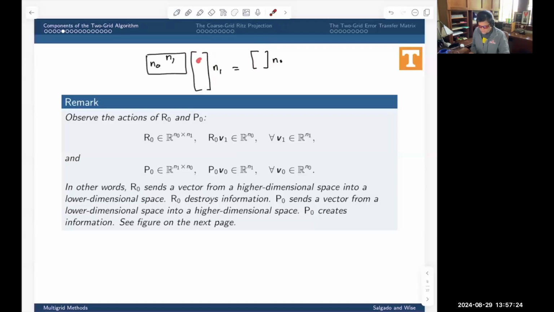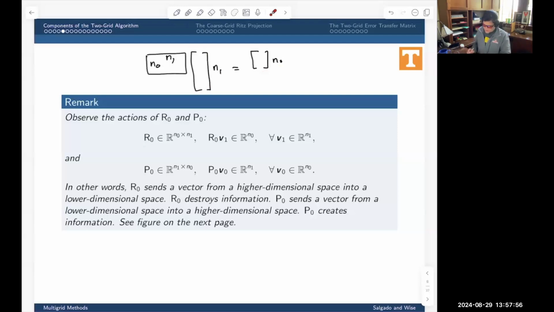Unless this is mostly populated by zeros, but actually even zeros are information. If you have a vector storing N1 bits of information and you replace that with a vector containing N0 bits of information, you have lost information. There's no way around it. So the action of the R matrix destroys information. It takes something from a high dimensional space and puts it into a low dimensional space.